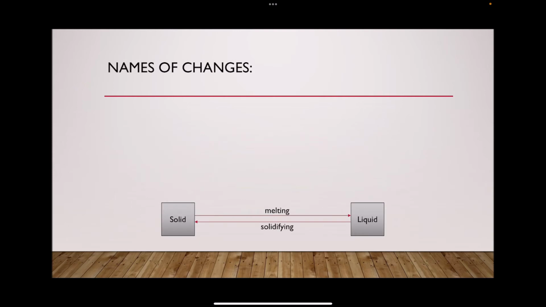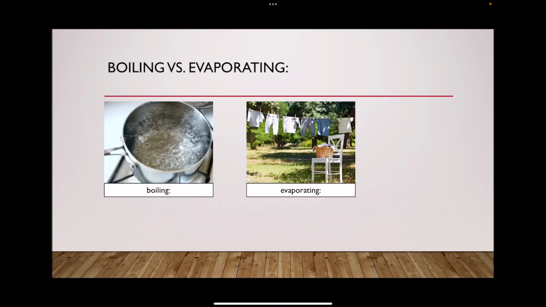Okay, let's extend our diagram and consider gases now. Turning a liquid into a gas is usually called boiling, and turning a gas into a liquid is called condensation. Okay, but some of you might have heard about evaporating before. What's the difference between boiling and evaporating? Or let's maybe start with the first question. What's similar between boiling and evaporating? And this is the fact that during both processes, liquid water is turned into gaseous water by the means of heat.